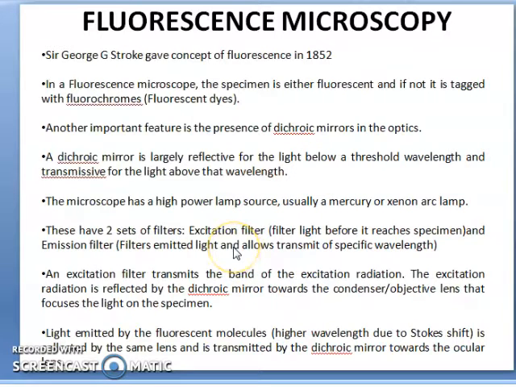The second important or special feature of a fluorescence microscope is that it uses two sets of filters. One is the excitation filter and another one is the emission filter, also called the barrier filter. Both these filters allow only a certain range of wavelengths of light to pass through and block the rest of the wavelengths. These are very important for a fluorescence microscope, and I'll explain it with a diagram.